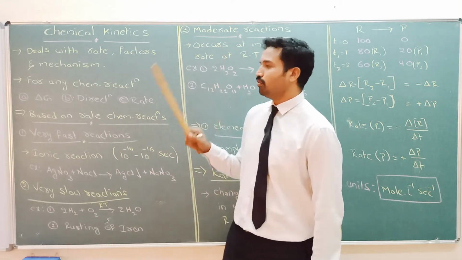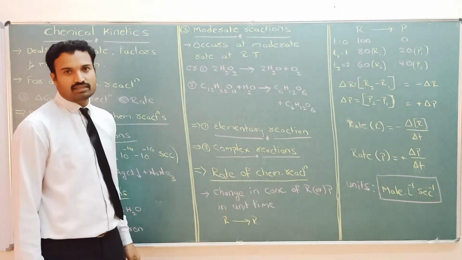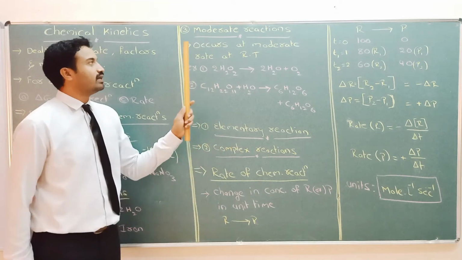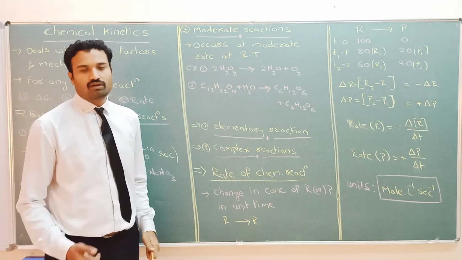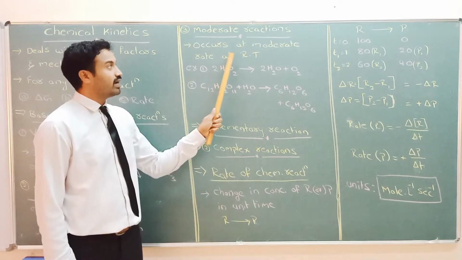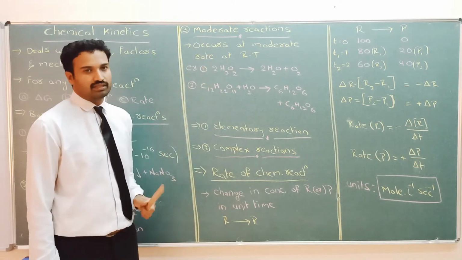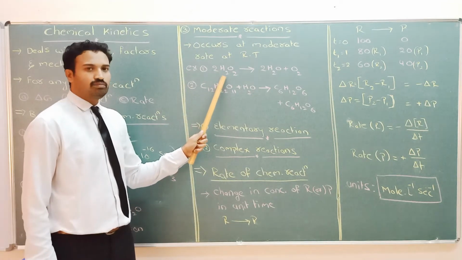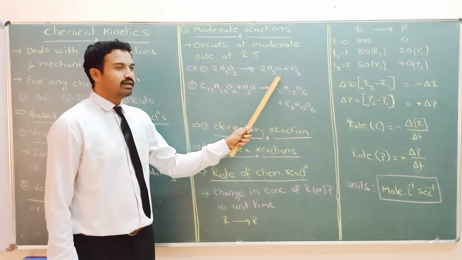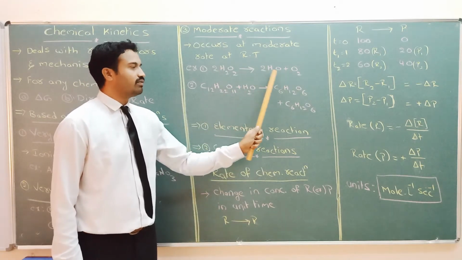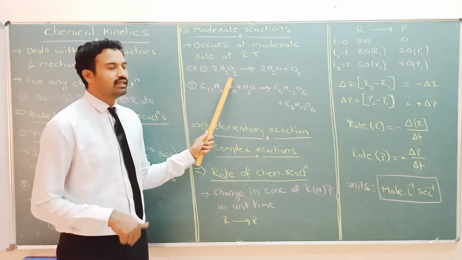Next, moderate reactions. Moderate reaction means the reaction speed is moderate at room temperature. Those are called moderate reactions. So if the reaction speed is moderate, we can calculate the rate of reaction. Example, decomposition of hydrogen peroxide: H2O2 gives water plus O2. This is a moderate reaction. If it is moderate, we can calculate the rate.